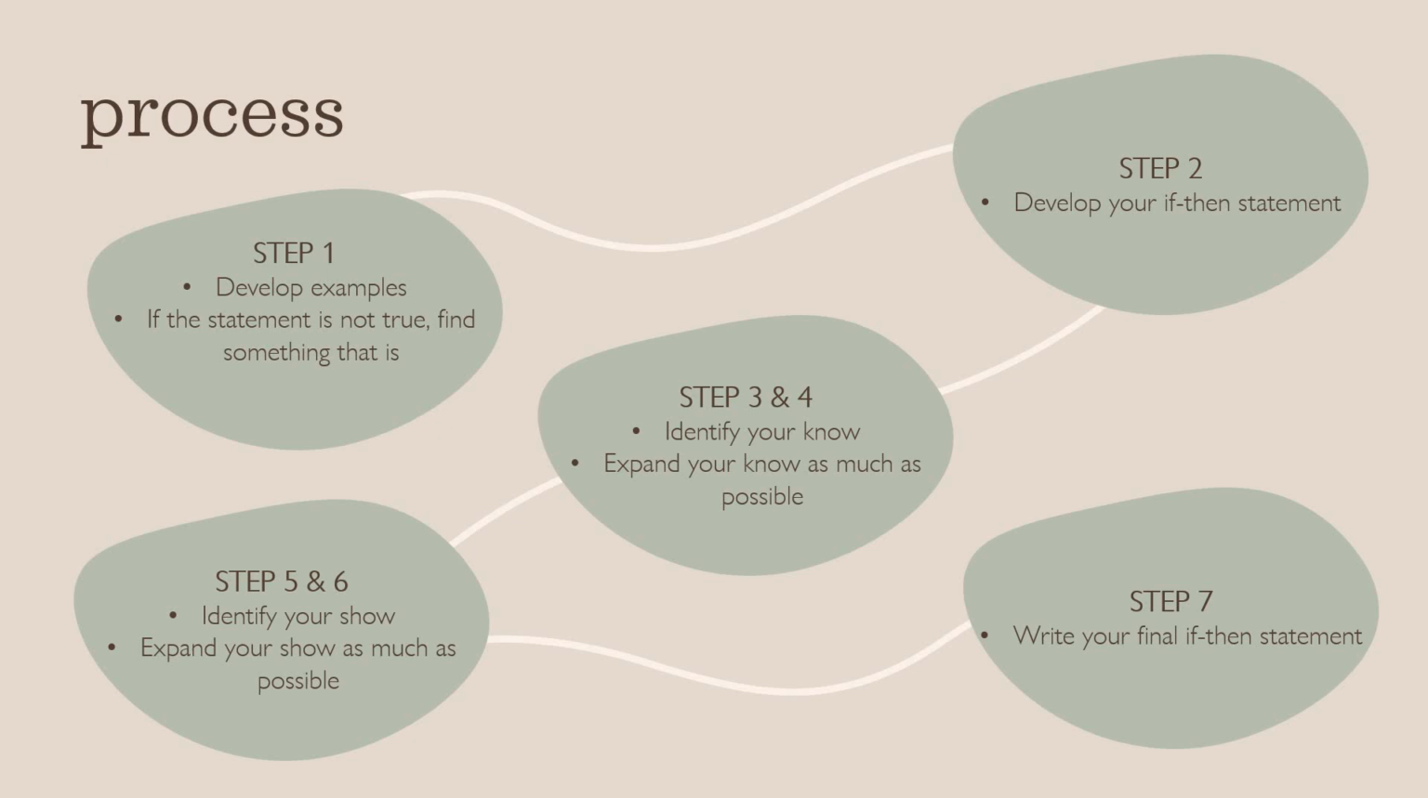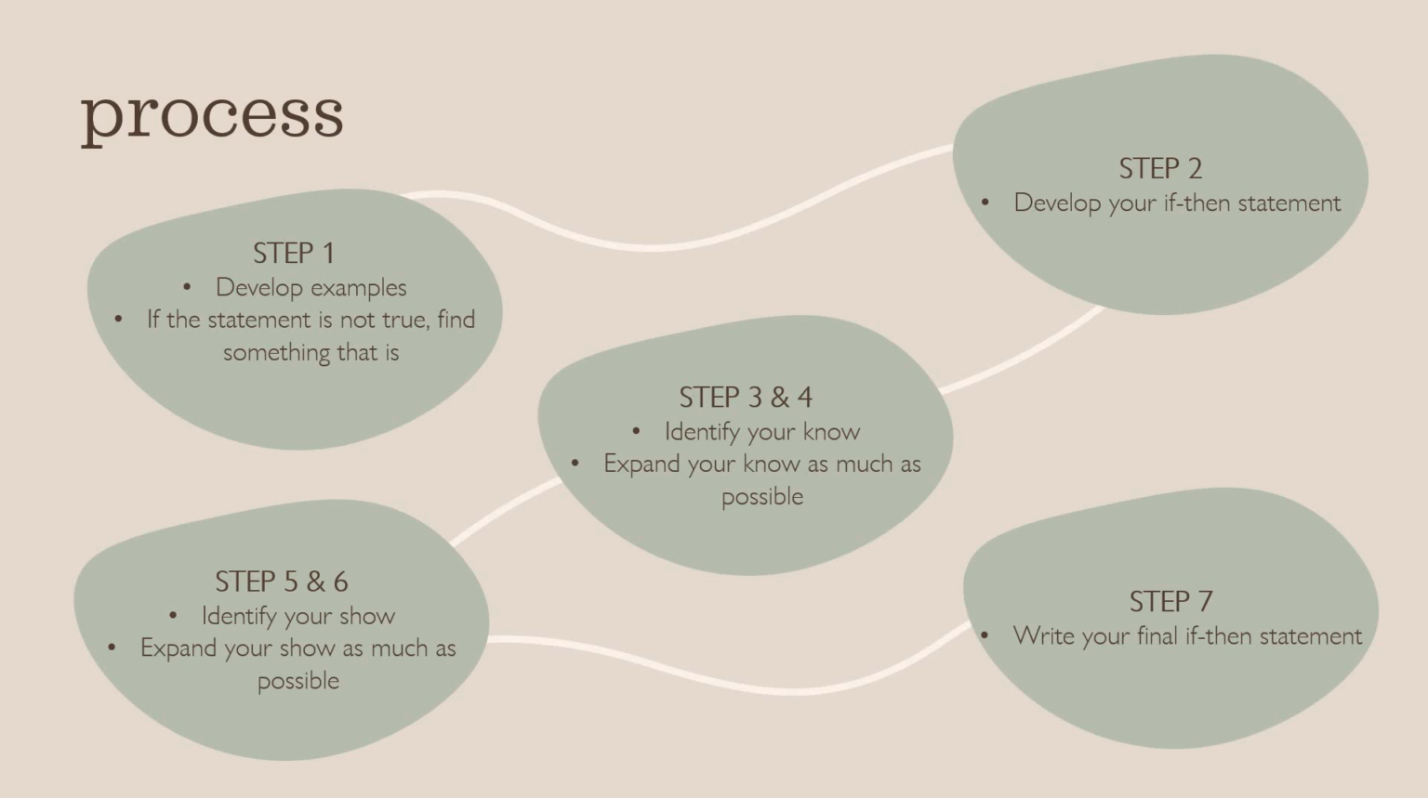Step 5 and 6, we're going to be identifying our show. So here we want to expand our show as much as possible in step 6, and it's the same idea. The show is what comes after the then statement. So from working with the no, we have to manipulate it and use our definitions, expand it in order to arrive at our show. So by expanding our show, we hope to come up with a statement as closely related to the expanded version of the no as possible, so that we have a clear goal to work for other than just the initial show.